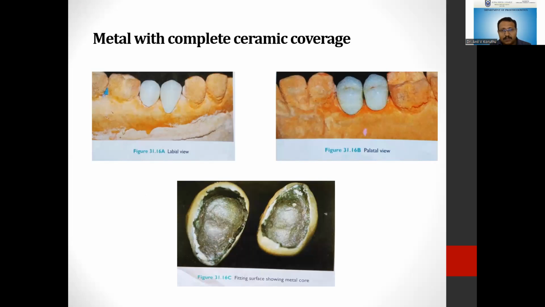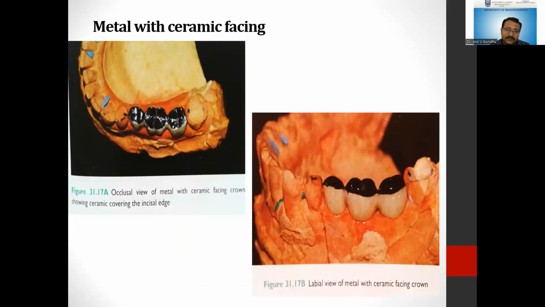Coming to metal with complete ceramic coverage. Complete ceramic coverage means all the surfaces are covered entirely with ceramic. So this is the picture of a metal facing. Here you can see that the occlusal surface is metal, and on the visible surface, the aesthetic surface, the patient will be given a ceramic on it.